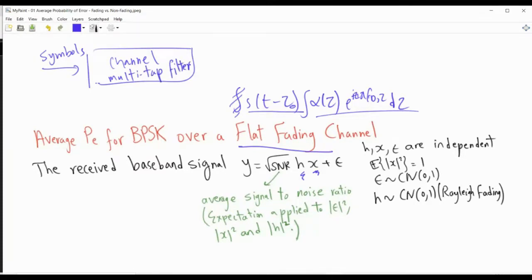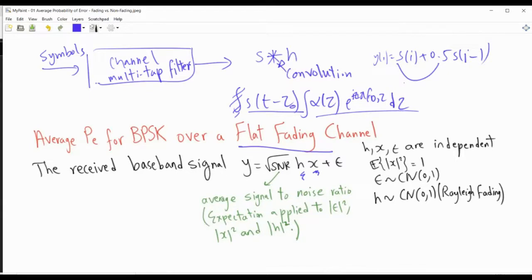So this is the baseband model, and what you get here is the symbols convolved with the channel. Like in the homework problem, you get that the output y_i is equal to s_i plus 0.5 s_{i-1}. So that's a two-tap filter. It's as if we convolve the sequence of input symbols with a filter with coefficient 1 and coefficient 0.5. And if the delay spread is much larger than the symbol duration, you have many taps in your filter.